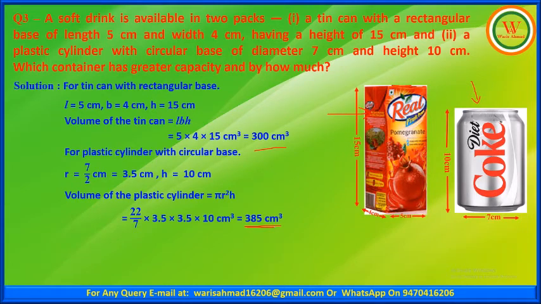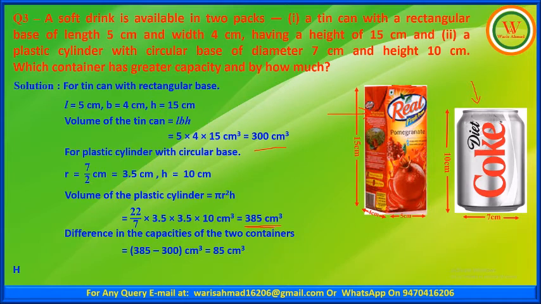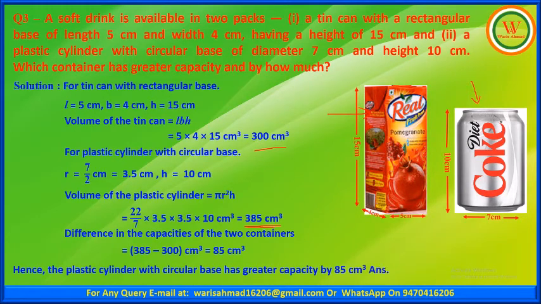So here we will find the difference in capacities. So difference in capacities of the two containers will be equals to 385 minus 300 centimeter cube, and that will be equals to 85. Hence finally we can write here the plastic cylinder with circular base has greater capacity by 85 centimeter cube. So this is the final solution of this question.